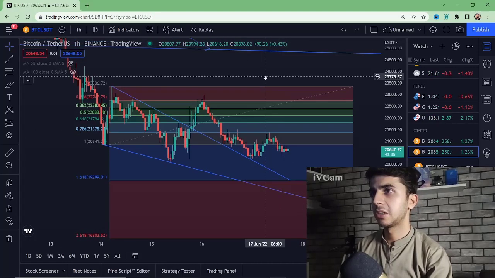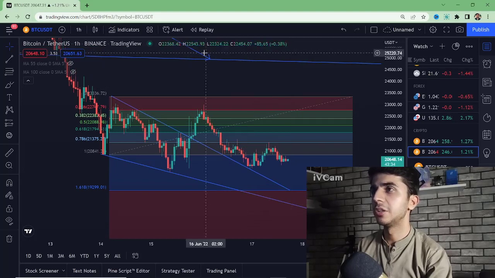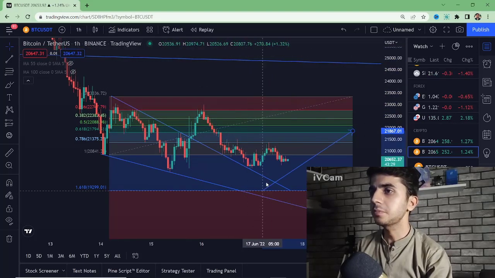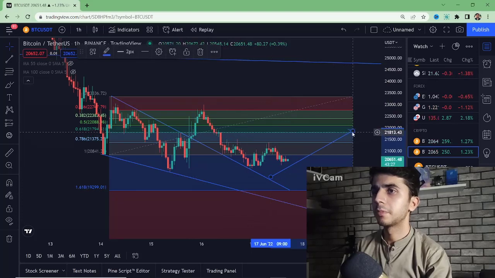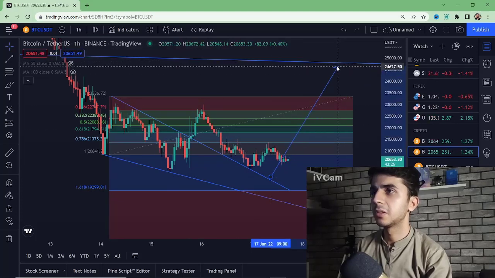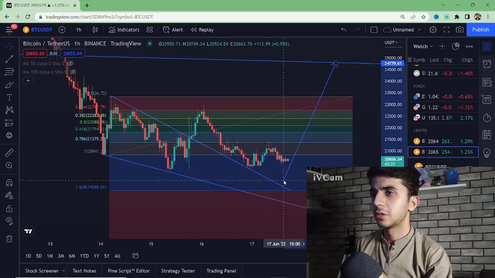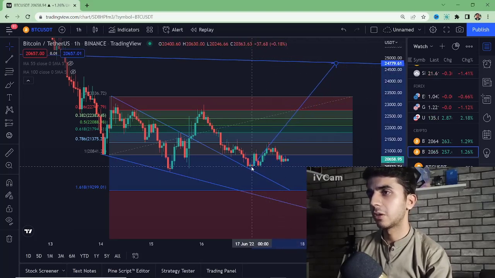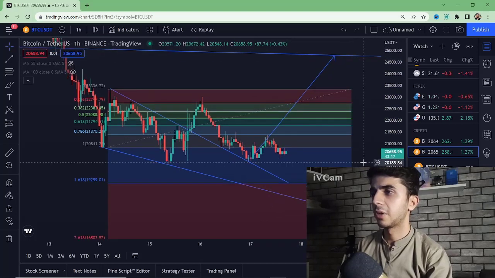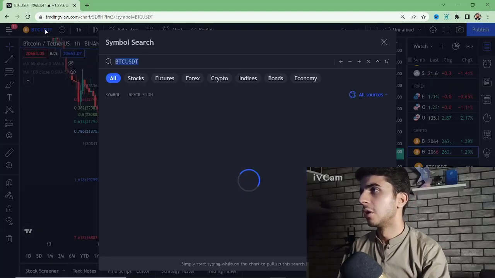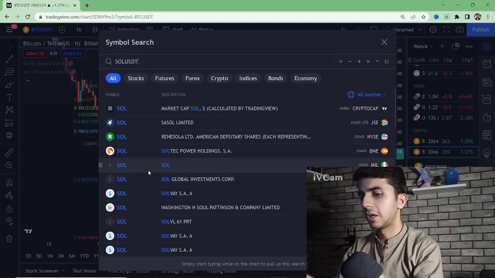However, I am expecting the targets of this trend line to be simply this place. This is what I want to target around this. So I have opened a long position here, and my stop loss would be simply below this point at 19,197 for Bitcoin. Okay, now jump to Solana.